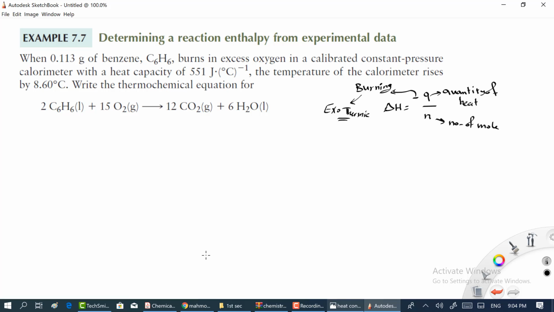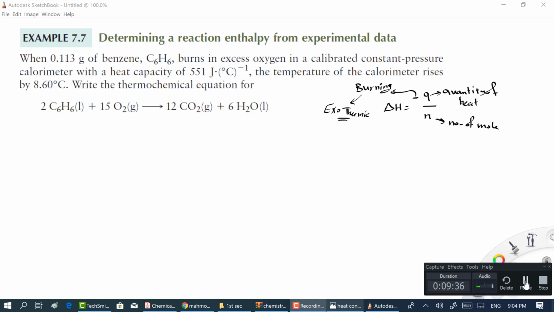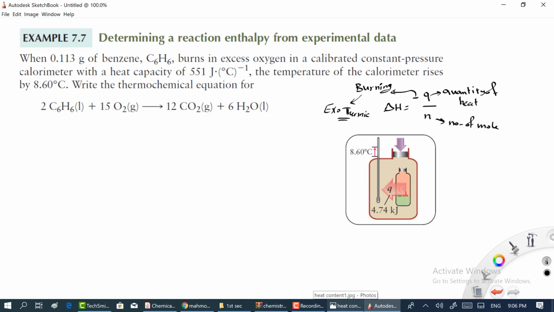Okay, firstly, let's talk about planning for this problem. We must first calculate the quantity of heat Q and the number of moles. Let's draw a diagram to represent the problem. When we burn an amount of benzene inside a constant pressure calorimeter, we find the quantity of heat released. We can determine the quantity of heat from the heat capacity C times delta T.